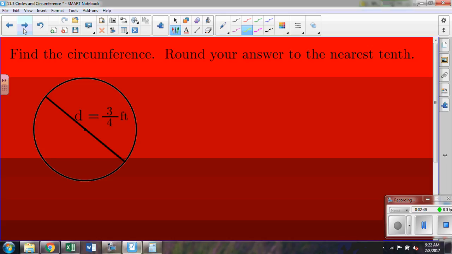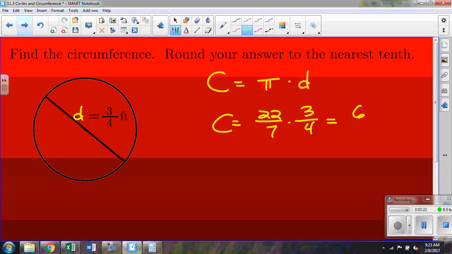Consider here. This is a problem where we are given the diameter. And so it makes more sense for us to use our formula. Circumference is pi multiplied by diameter. Also, since the diameter is given to us as a fraction, we should use the fraction form for our pi approximation. Multiply straight across the numerators. 22 times 3 is 66. Straight across the denominators, 7 times 4 is 28. And we have our answer.